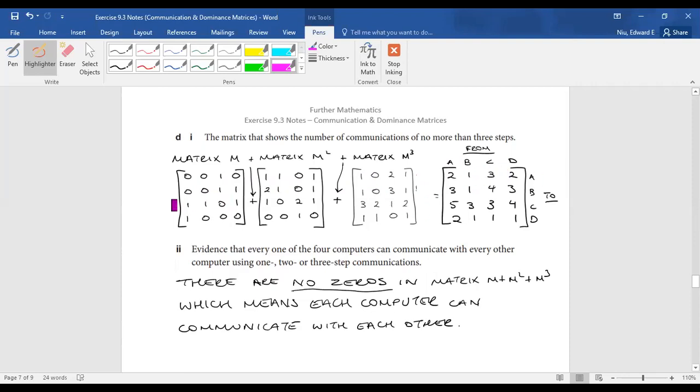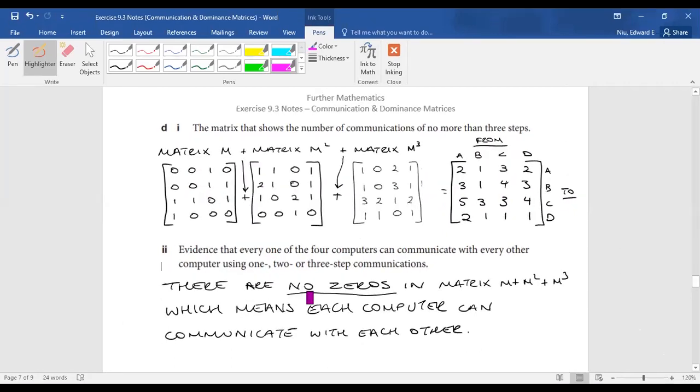Or you could do it in your CAS and punch in these 3 and replicate it in the CAS scratchpad to create the no more than 3 communication matrix. This, okay, always needs to be labeled. So up top from, on the side to. Without these labels, again, you can't get full marks.